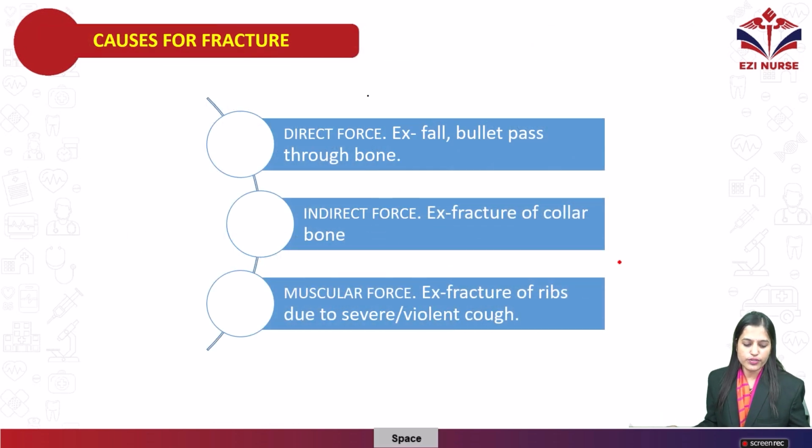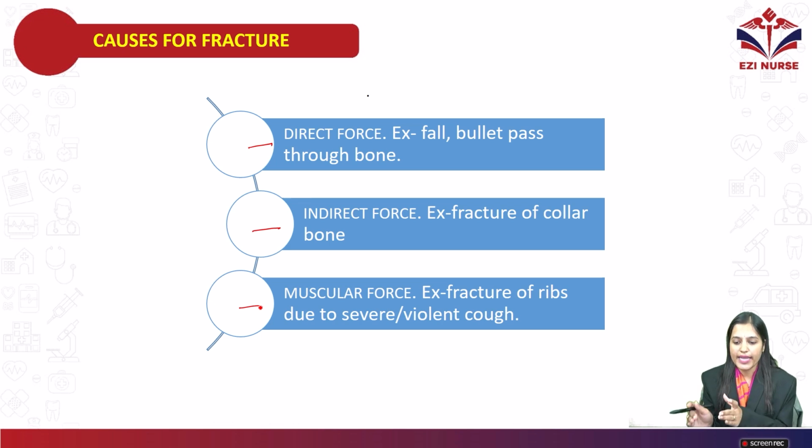So next we move on to the causes of fracture. The causes of fracture are direct force, indirect force and muscular force. Direct force means the bone is broken by a direct force. Maybe you fall down from a height, as in the example I told, or maybe a bullet passes through the body. That is called direct force. With direct force, you get the fracture.